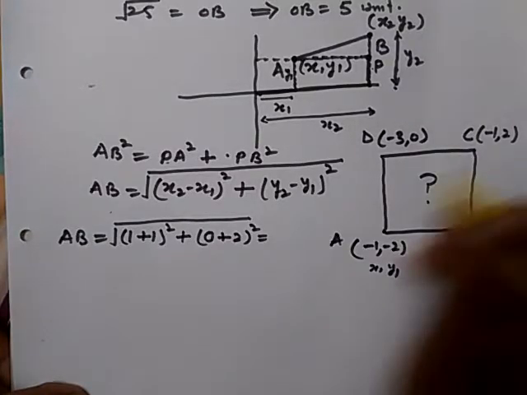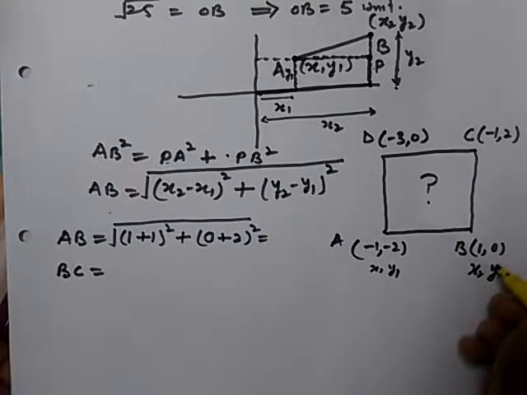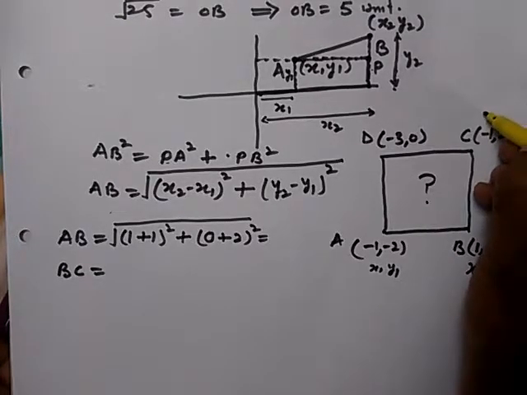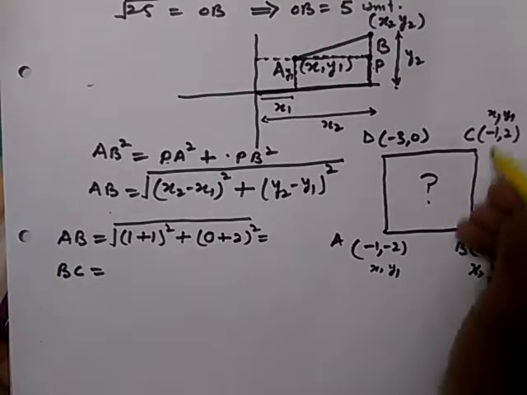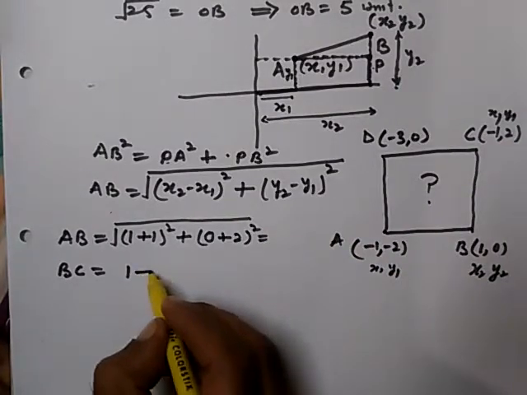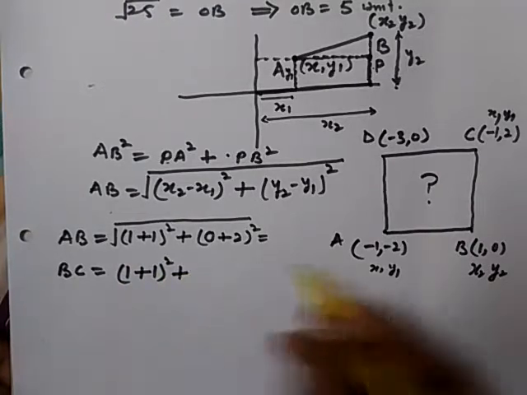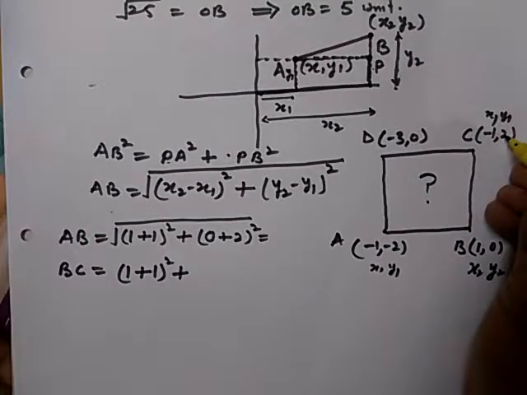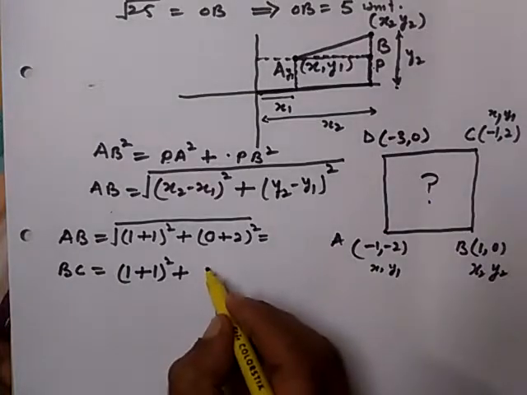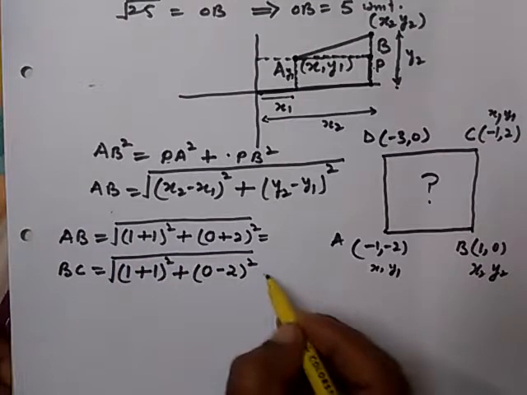This is BC. Let us find the distance BC. Again, for the time being, suppose this is x2, y2, and this is x1, y1. To use the formula, you will say x2 minus x1, which is already minus 1, so y minus y1 square plus y2 minus y1 square, 0 minus 2. Be careful: 0 minus 2 whole square, and then under the root. It will give you some distance.